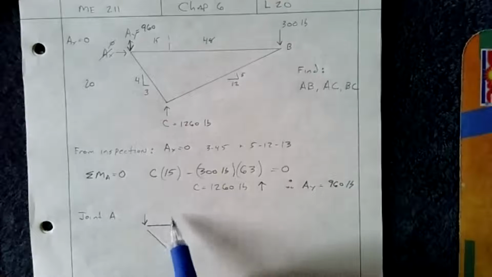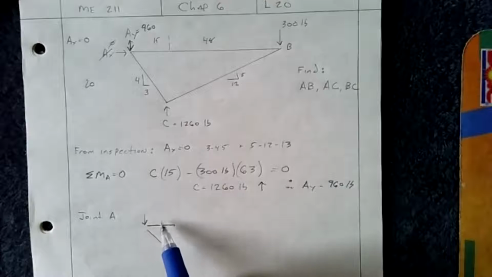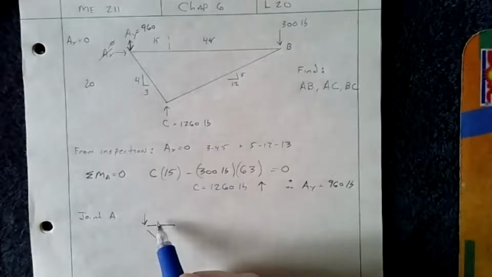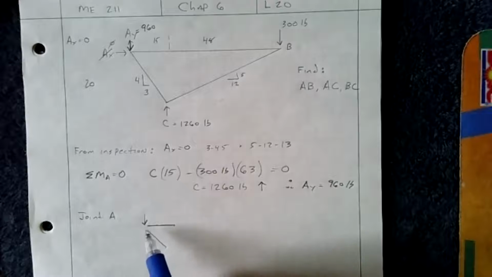Now, remember that these members are either in tension or compression. So if they're in compression, they point toward the joint. If they're in tension, they point away from it. So let's think about this configuration.